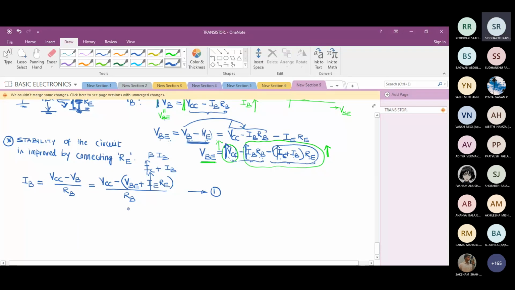Yes, sir. So I can modify this and write, if you want, IB RB is equal to VCC minus VBE minus, now I have IB within the brackets, 1 plus beta. Am I correct? Just check. Take your time to digest this and let me know whether it is correct.